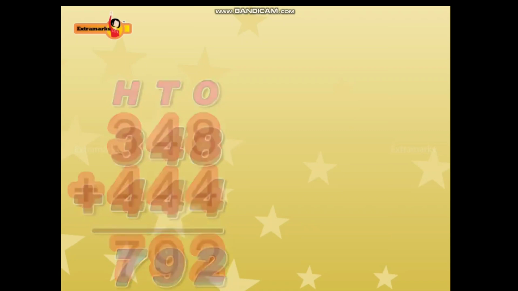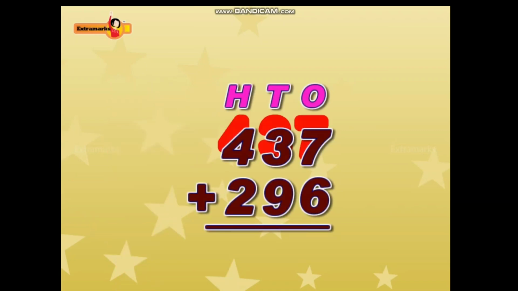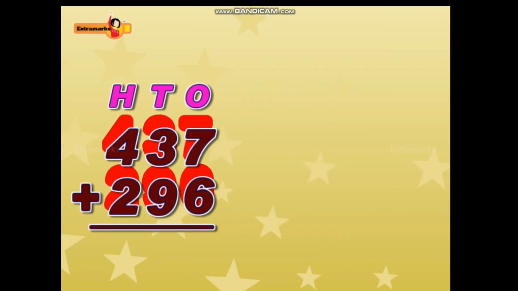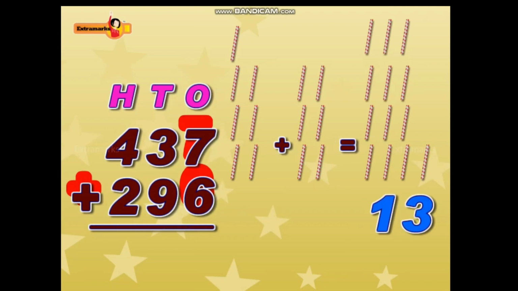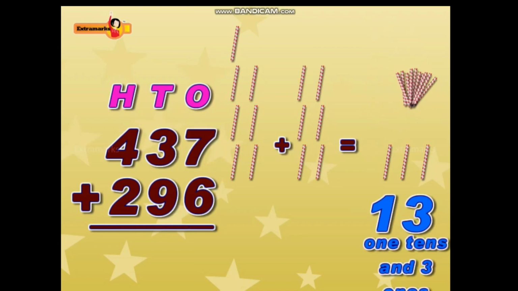Let's take one more example. We will add 437 and 296. Our first step will be to add the numbers at the place of ones. When we add 7 and 6, we get the sum of 13. Our second step would be to regroup 13 ones. 13 ones can be written as 1 ten and 3 ones.